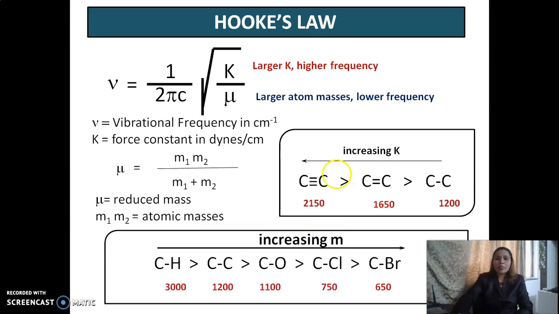Another is mu, that is the molecular masses. If you see CH, CC, CO, CCl, CBr, there is an increase in the atomic masses. As there is an increase in the atomic masses, there is a decrease in the frequency, so that it is inversely proportional to the frequency. In this way, with the help of Hooke's law, we can calculate the vibration frequency for any type of compound. So this is all about the theoretical part of IR spectroscopy.